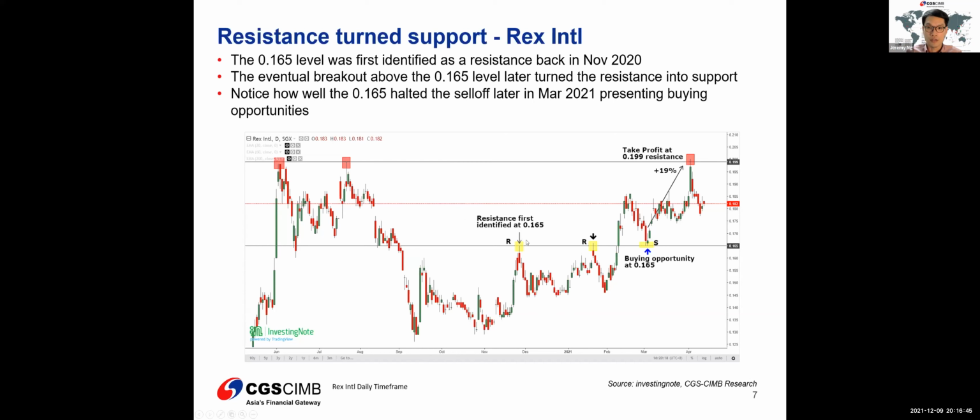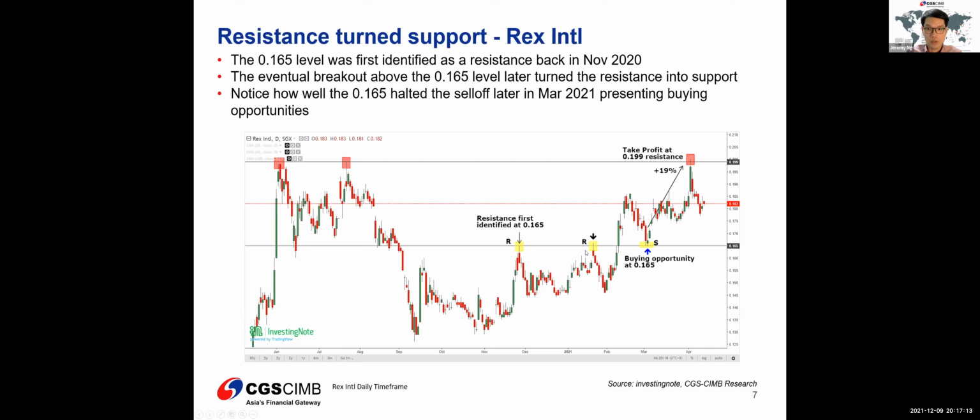So for this case over here, for Rex International, some key points that I would like to highlight: the first resistance that we can identify would likely be the one over here. Again, like I mentioned, once we see a major inverted V-shaped top form, that usually would be the point of interest where it will likely become a ceiling, where we will likely see some take profit as well as some selling pressure. So first point over here, we highlighted the 16.5 cents level, where we first identify this as a resistance level.